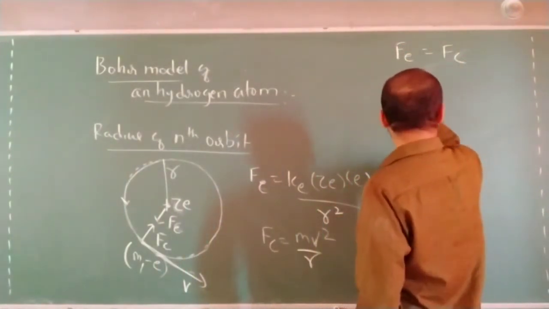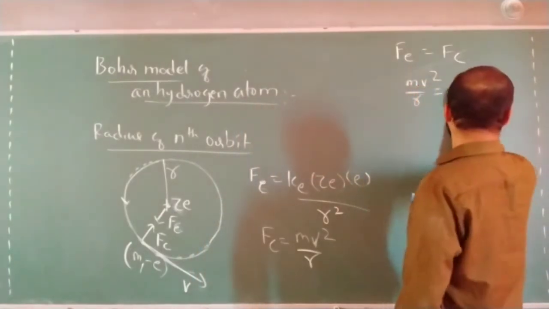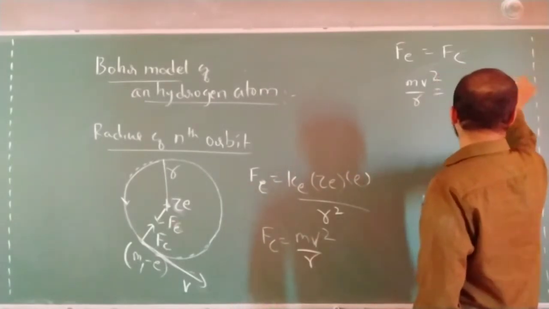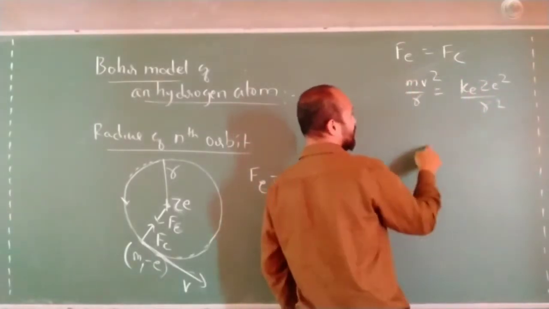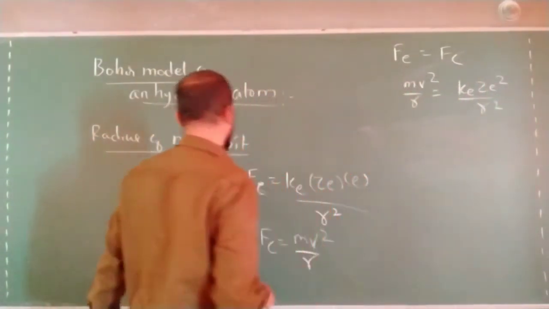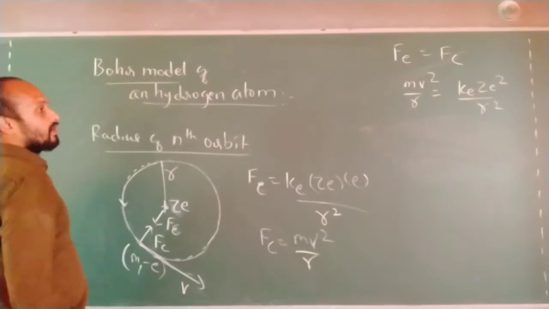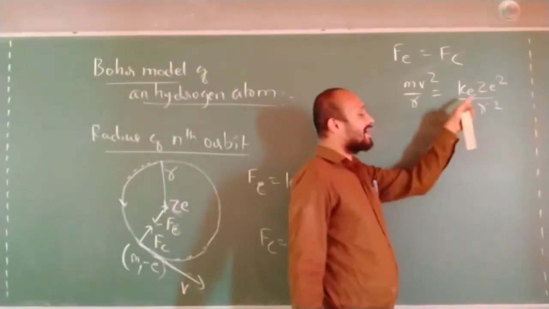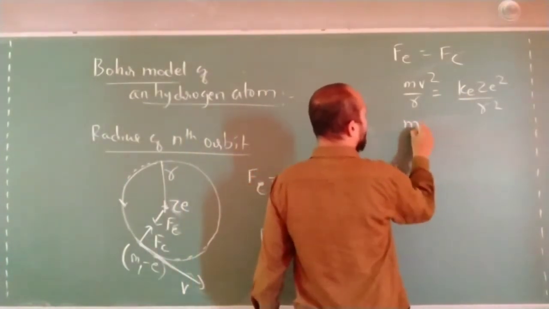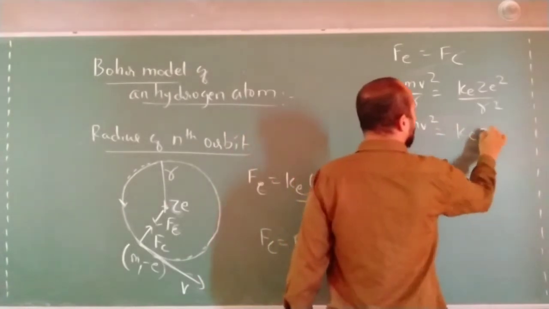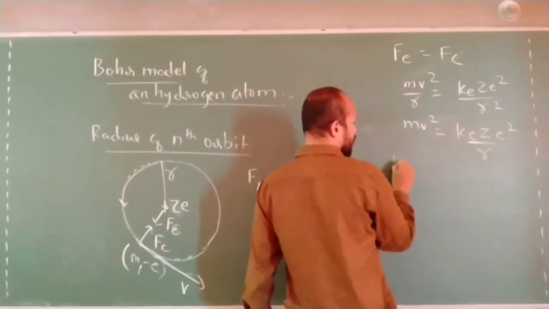So mv squared by r will be equal to Ke Ze squared divided by r squared. Our target is the radius of the nth orbit. I want to bring out the relation between r and n. So this can be written as mv squared equals Ke Ze squared divided by r.